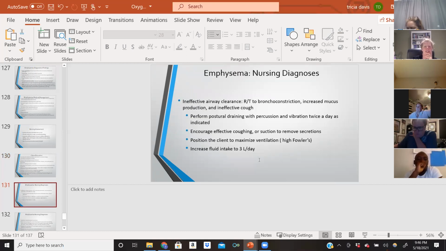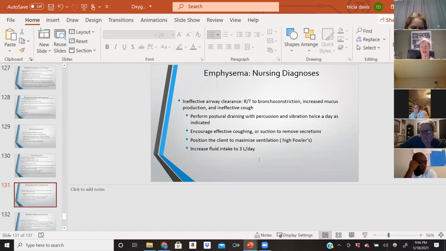So nursing diagnosis: ineffective airway clearance related to bronchoconstriction, increased constriction, not construction, increased mucus production, ineffective cough. You want to perform postural drainage with percussion, not us, because we don't do percussion. And then that vibration twice a day. Respiratory therapy can do this. Physical therapy can do this. Encourage effective coughing. We can help by suctioning to help remove those secretions.